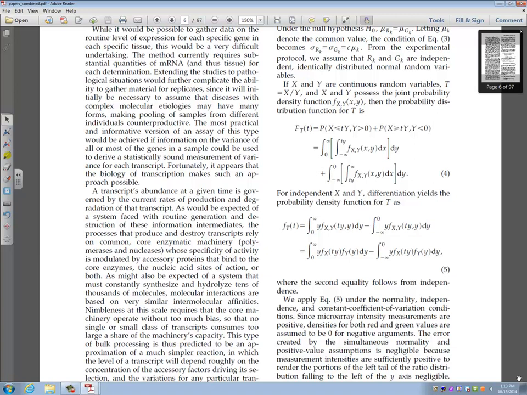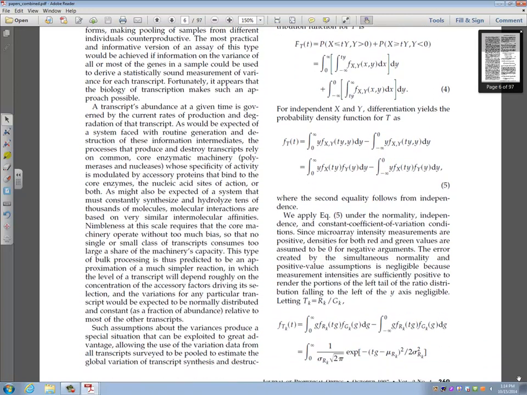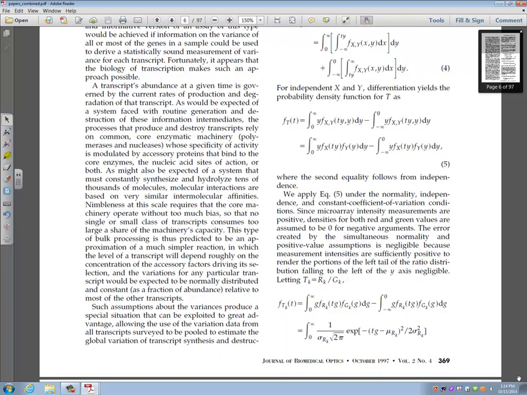So now, since microarray intensity measurements are positive, densities for both red and green values are assumed to be 0 for negative arguments. The error created by the simultaneous normality and positive value assumptions is negligible because measurement intensities are sufficiently positive to render the portions of the left tail of the ratio distribution falling to the left of the y-axis negligible. And again, these are justifications that they have put in, I don't know how strong those justifications are.